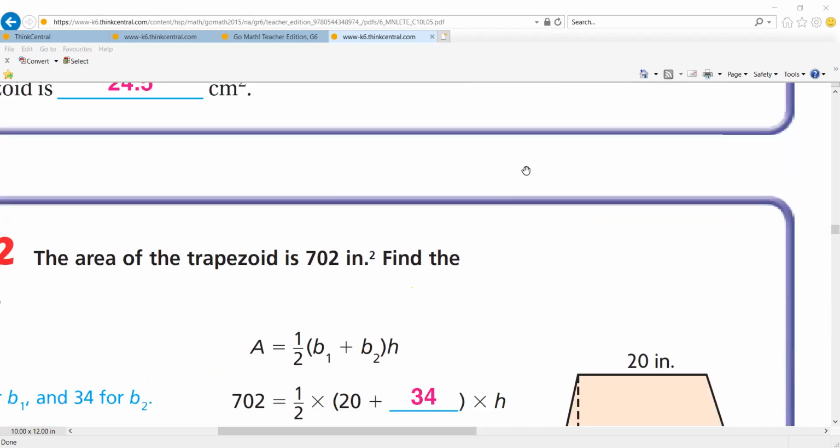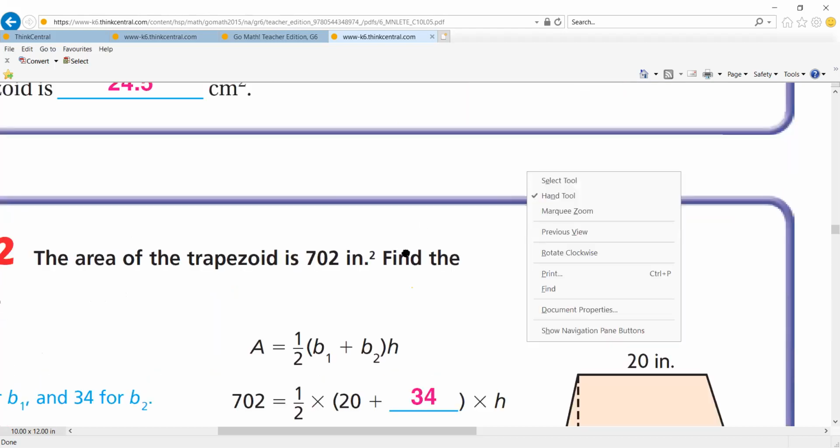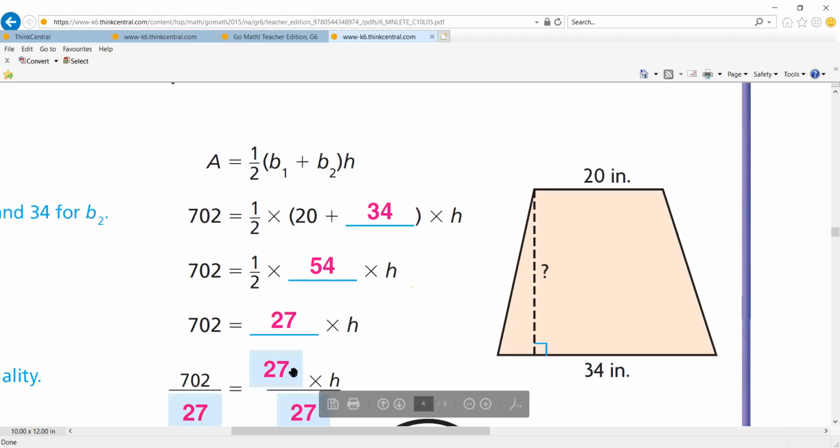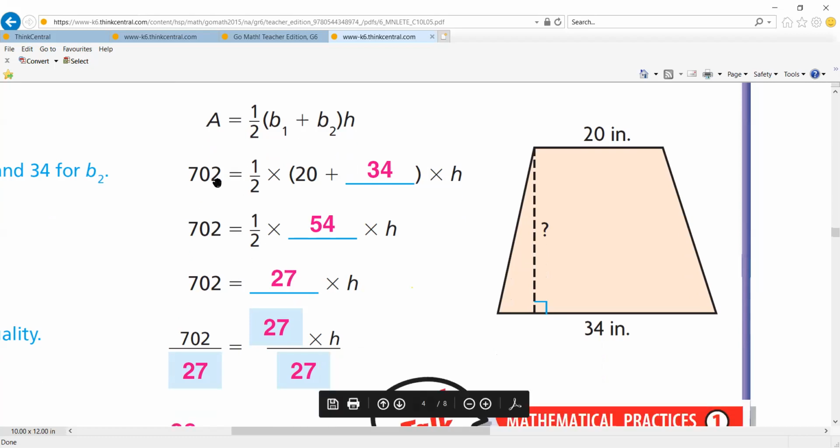Now, next. The area, okay. This time they gave you the area, girls. See? This time it's tricky. They gave you the area here, 702. They didn't give you H. So everything I'll find out the same way. I'll write 702. Very carefully, leave all the writing part and listen to me. Area is 702. Half is half. Base 1 is 20. Base 2 is 34. H, I don't know. Half of 54 is 27 H.